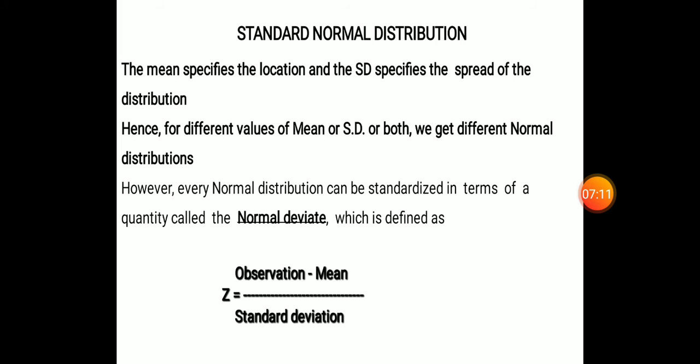How have we standardized? By changing the variable x to another variable called z, using the transformation z is equal to x minus mean divided by standard deviation. x means each of the observations. So observation minus mean divided by standard deviation. We have transformed the variable x to another variable called z. Hence every normal distribution can be standardized in terms of a quantity called normal deviate, and this z is what we call the normal deviate or relative deviate.